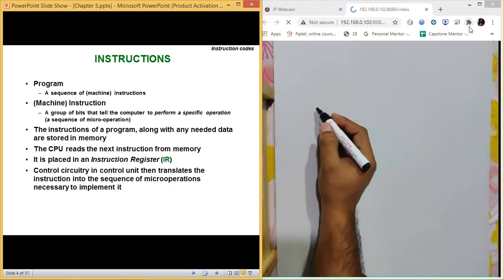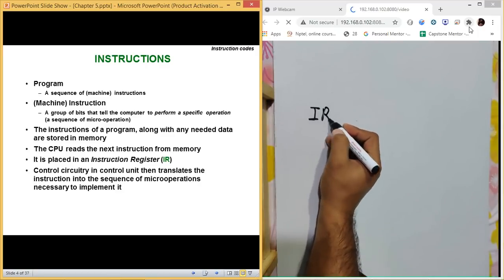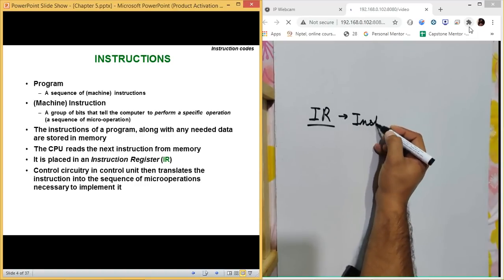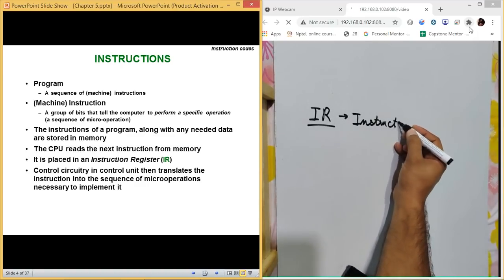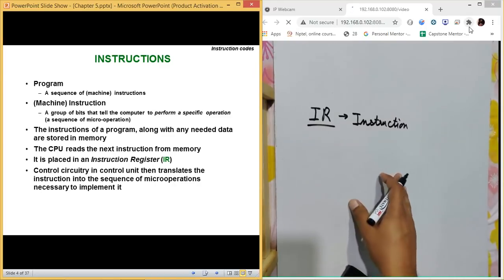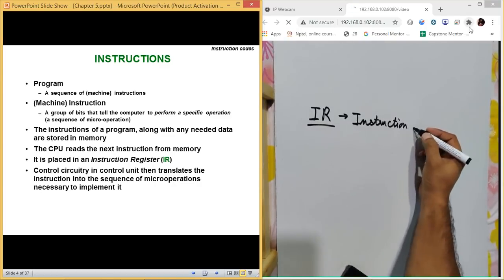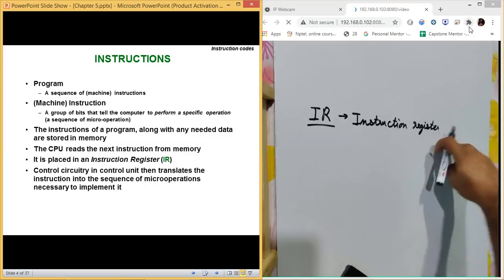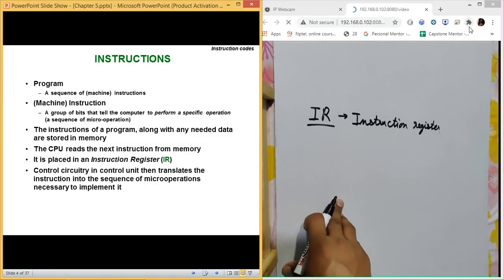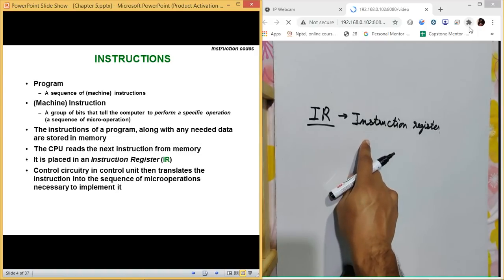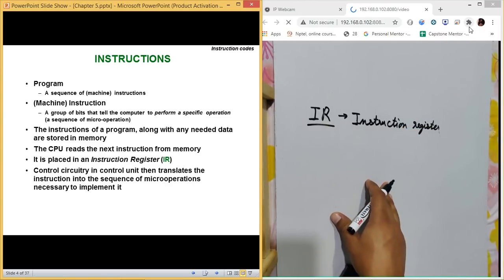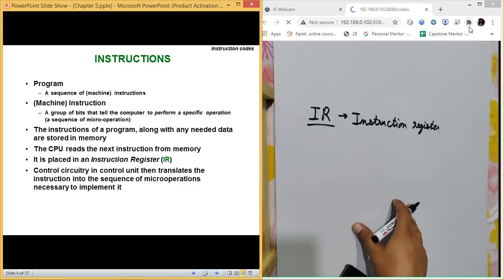Now, how is the CPU going to process the data? There is one register known as IR, that is an instruction register. From its name, it's clear that it is going to store the instructions. It is only going to store the instructions. Whenever your CPU reads the instruction, it places it inside the instruction register.